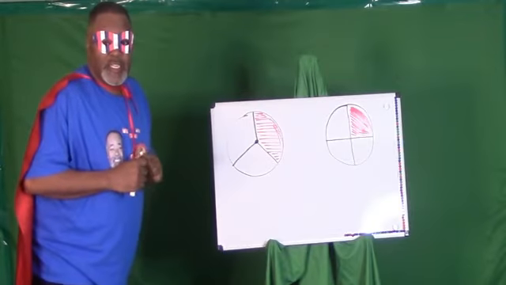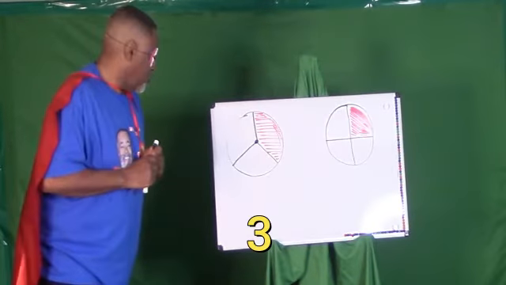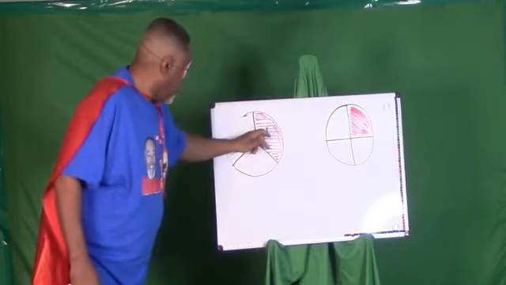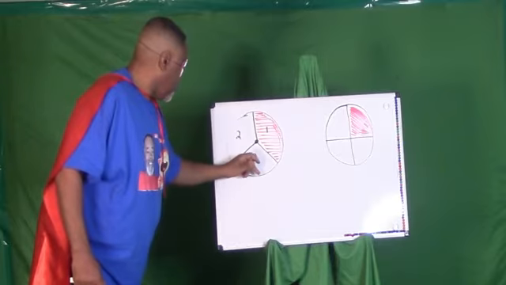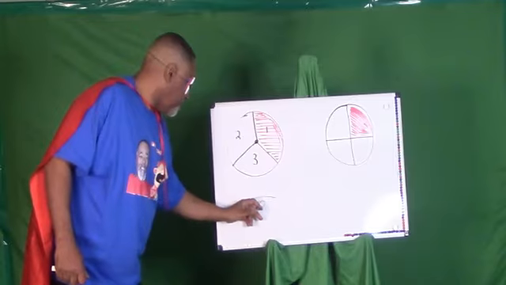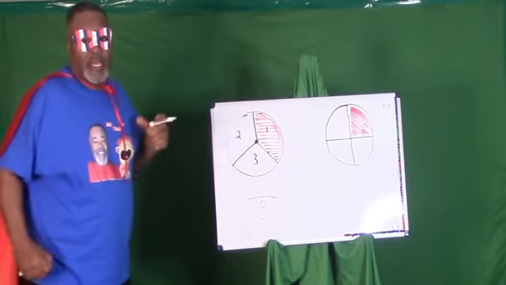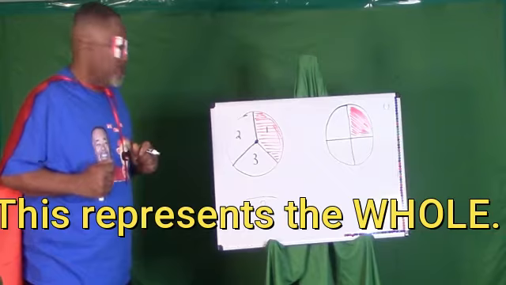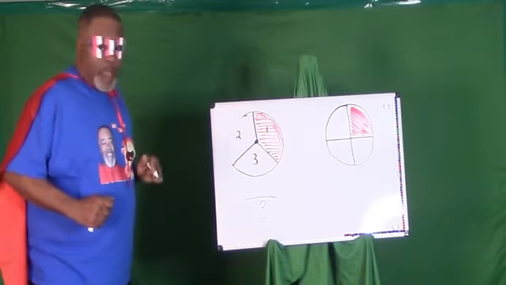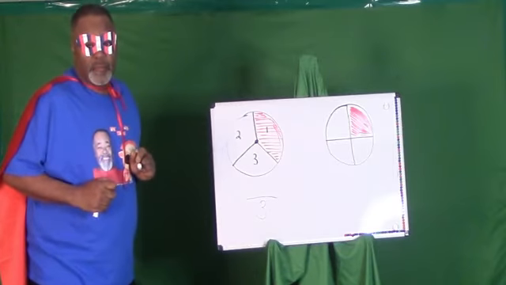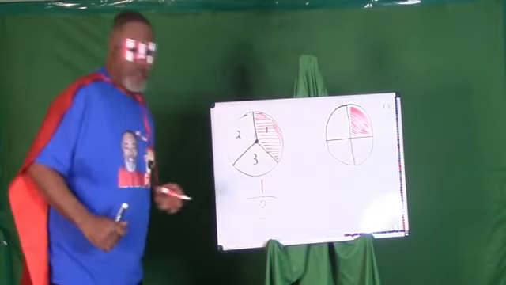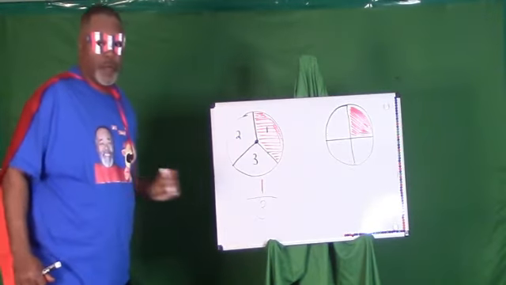How many equal parts is it cut into? That's right. It's cut into 3 equal parts. 1, 2, 3. Very good. So that is our denominator. Because remember, denominator says, how many equal parts is it cut into? All right. Now, when you look at the red part, how many are shaded? That's right. 1. So this fraction is 1/3.